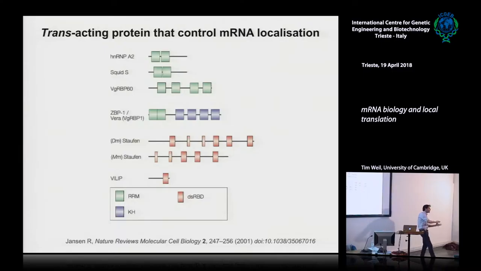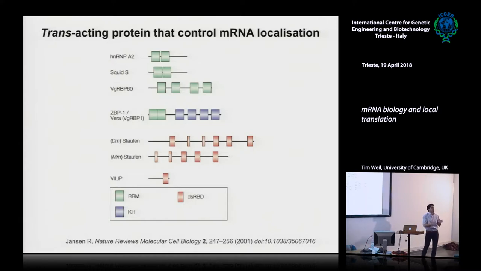And the other factor we need then, in addition to these cis elements within the RNA, is going to be what are termed trans-acting proteins. So these are proteins that are going to bind to the RNA. Here are some different examples. They're often going to have these RRM domains, so these are RNA recognition motifs. They're going to be double-stranded RNA binding proteins. And you can see some classic examples that are going to be important, so hnRNP, for example, having multiple RRM domains.